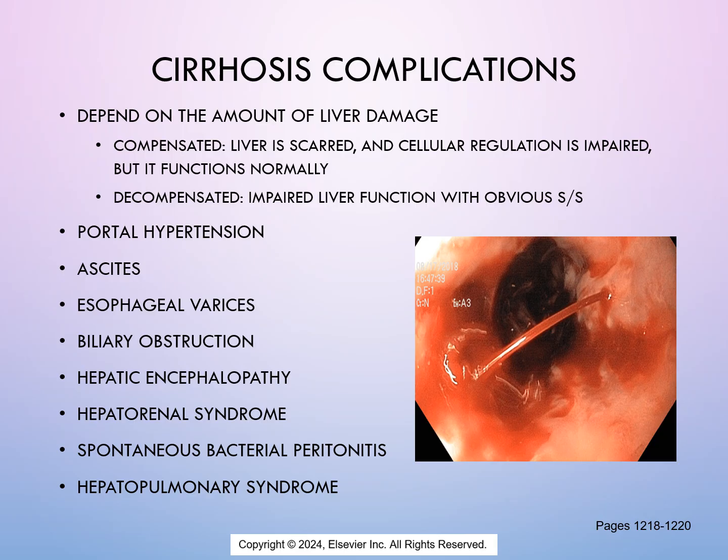Hepatorenal syndrome has a poor prognosis. It's often the cause of death in these patients. Signs and symptoms include a sudden decrease in urine output, usually less than 500 milliliters in 24 hours, elevated BUN and creatinine, decreased urine sodium excretion, increased urine osmolality, and this also occurs from GI bleeding or hepatic encephalopathy.